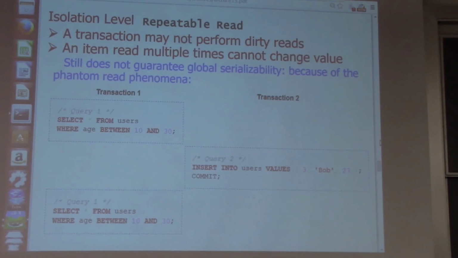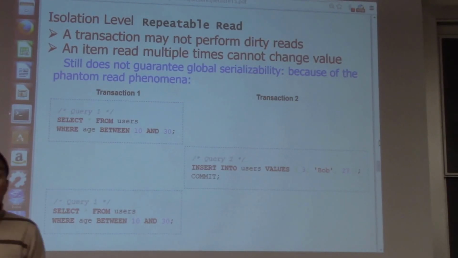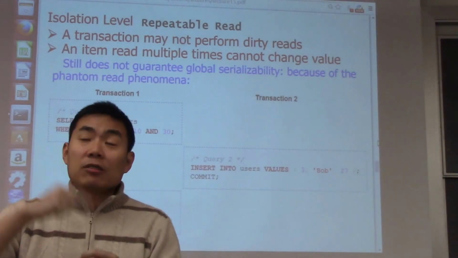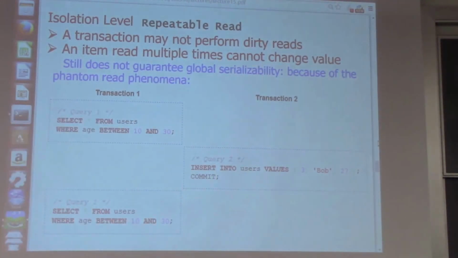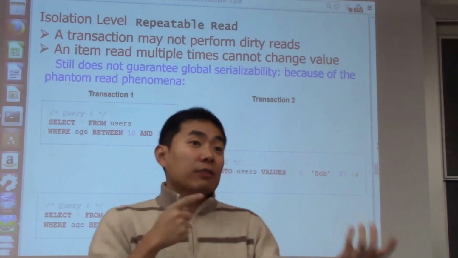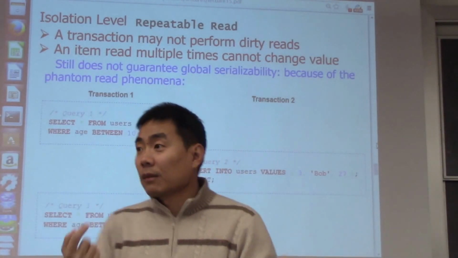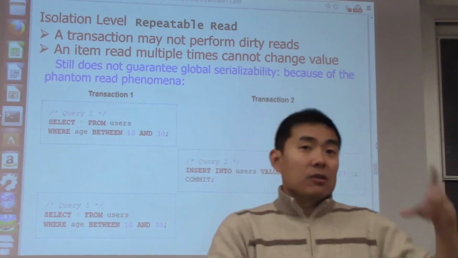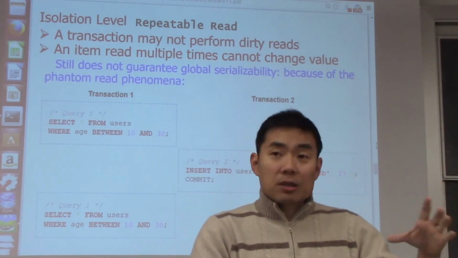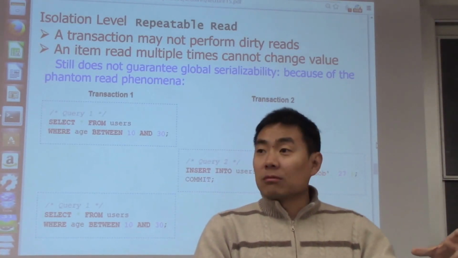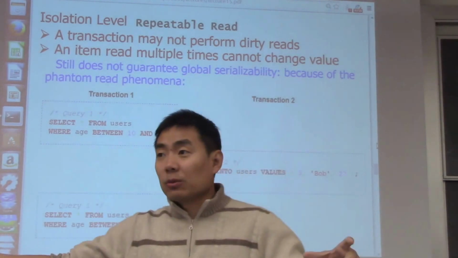And secondly, an item read multiple times cannot change value. An item read multiple times by the same transaction, of course, cannot change value. Of course, unless the transaction itself has changed the value of the item, then that's okay. But if you haven't changed the value of the item and you try to read this same item multiple times, its value should not change by another transaction, in other words.